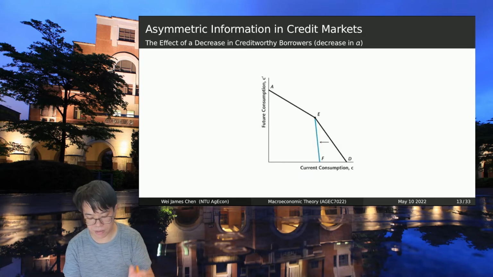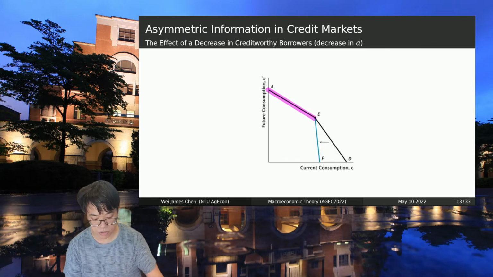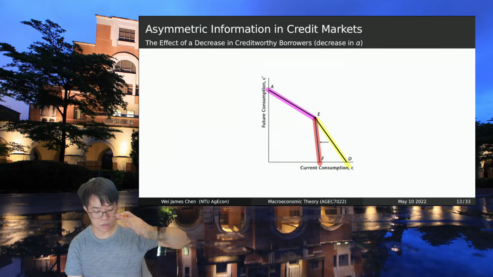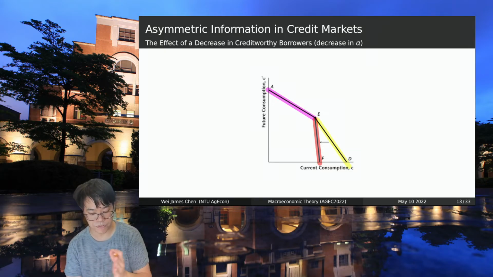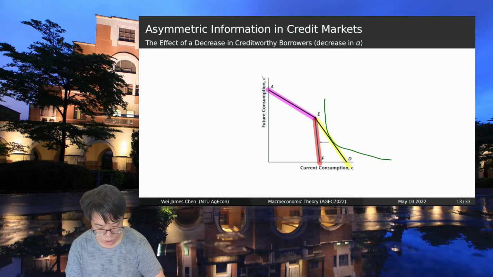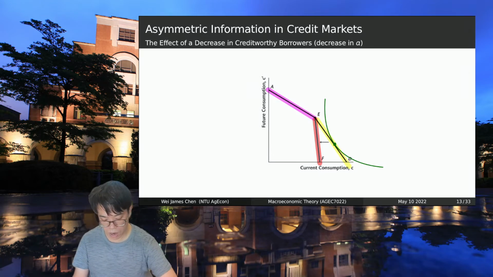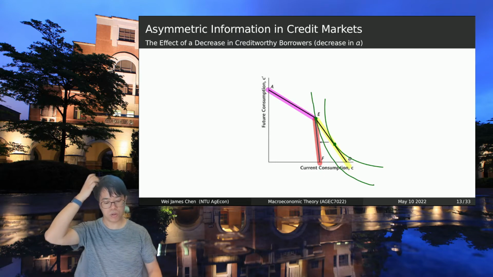What I mean by shift in is that this one does not change, right? So what happened is this will become this. The borrowing part of the budget constraint shifts in. So why is consumption lower? Because if you're a borrower, your consumption must be lower now. You used to consume at this point, and now you will probably consume here. So your consumption must be lower.